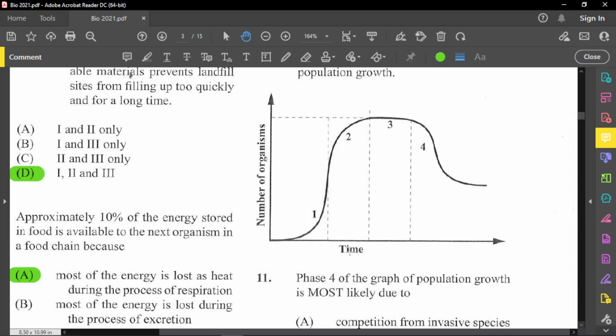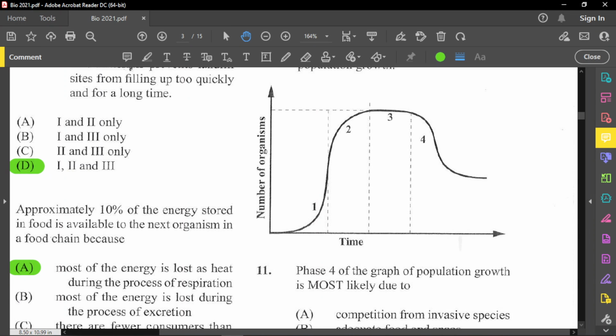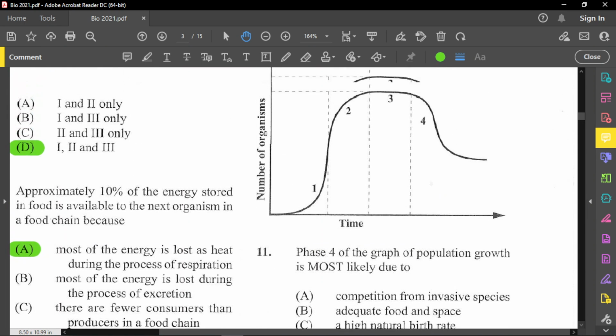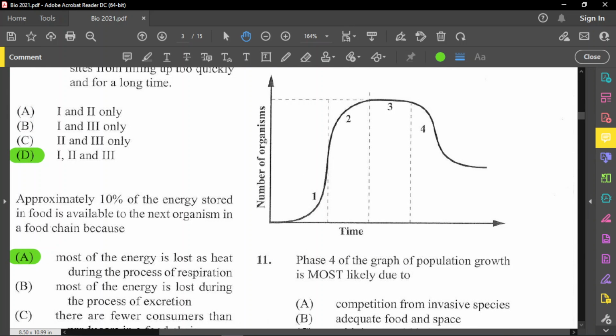All right, so for this question, if you notice there are 4 phases, phase 1, 2, 3, and 4. So the number of organisms will increase going up to 2, and then at 3 it will stabilize, and at 4 it starts to decrease. So bear it in mind. And then let's see what the question is actually asking us to do now. It said phase 4 of the graph of population growth is most likely due to what? Well, let's check again what is happening at phase 4. At phase 4, there is a decrease in population.